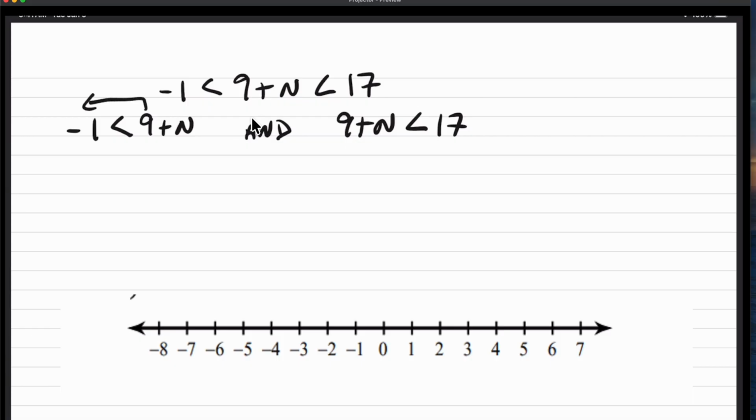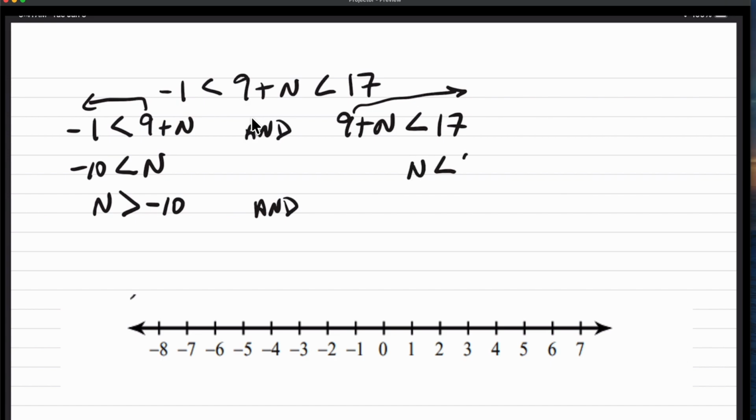So let's go ahead and solve this. We're going to move that 9 to the other side, and we're going to have -10 is less than n, but I like to write the letter first. So it's going to be n is greater than -10, and let's go ahead and solve this. We're going to take this to the other side, and we're going to have n is less than 8. Okay, so this is the overlap method that I want you folks to use when you solve these problems.